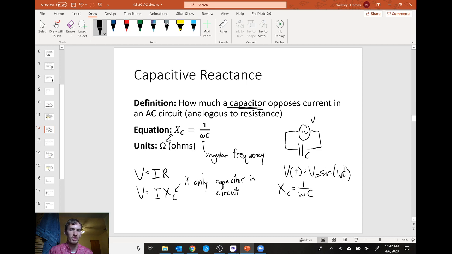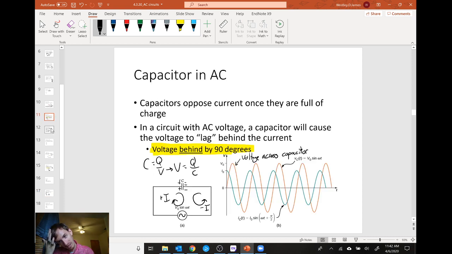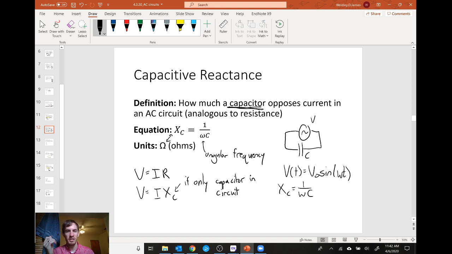This is kind of interesting, because it says that the smaller the capacitance, the higher the resistance. Whereas for the inductor, the higher the inductance, the higher the inductive reactance. So again, they're kind of opposite. If you have a larger inductor, you're going to get more resistance from it. Whereas for a capacitor, if you have a larger capacitance, you actually get less of this.